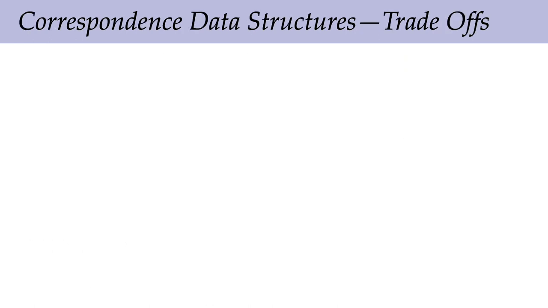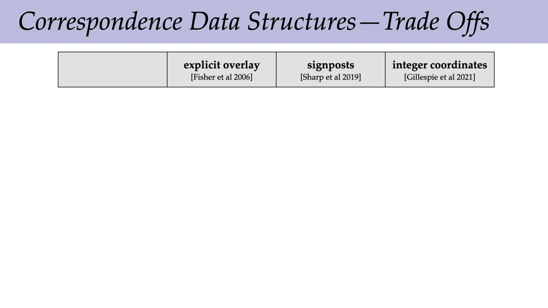Okay. So we've looked at a lot of different things, a lot of different data structures. Let's look at some of the trade-offs between these different options. Okay, so we had the explicit overlay, where we really track the full common subdivision at all times.